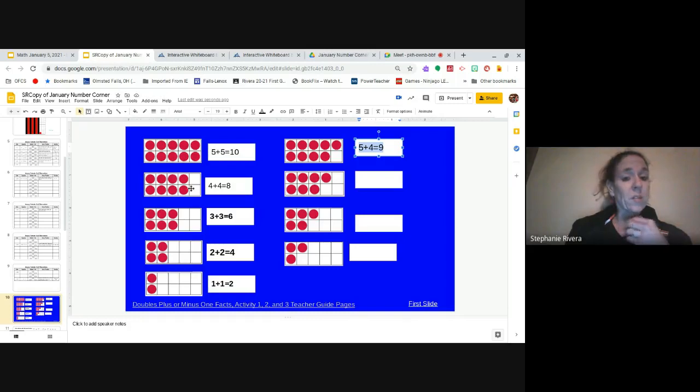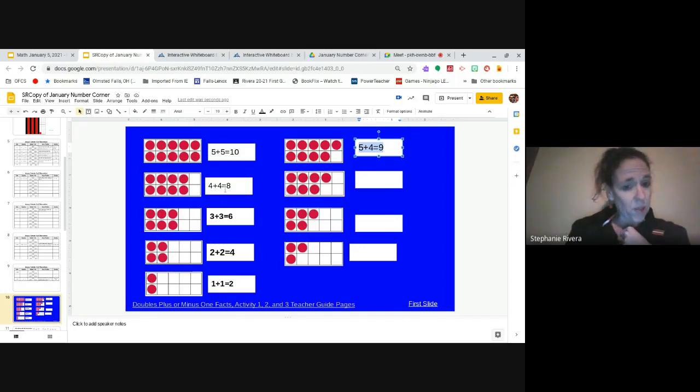Or I could look at it this way. I could say 4 plus 4 equals 8. 5 plus 4 equals 9. It depends on how you like to think about it. Do you like to think about one more or one less? Either way, it's a quick way for us to come up with that answer.